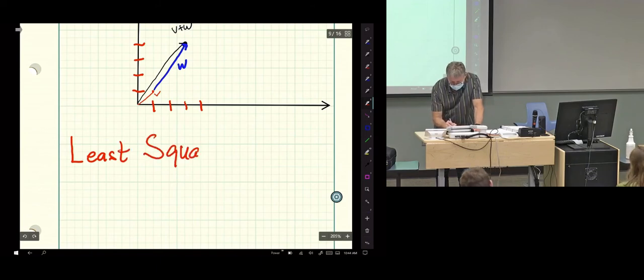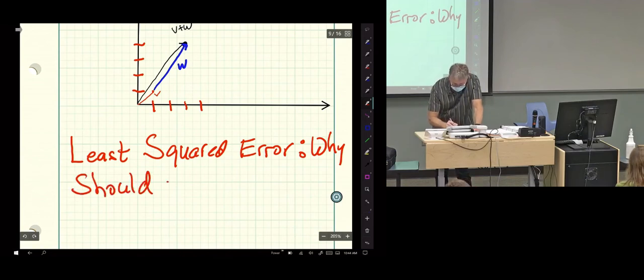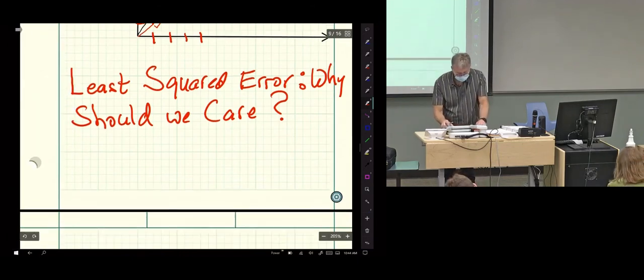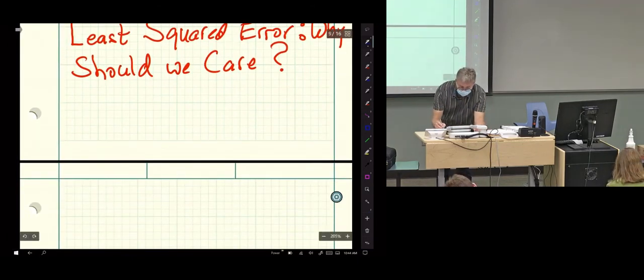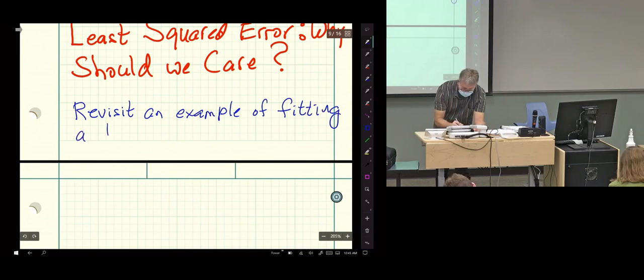Least squared error. Why should we care? Okay, we're going to revisit an example that nobody liked when I did it, so we'll see if we like it the second time. Fitting a line to data.